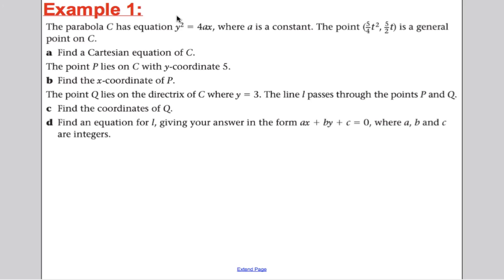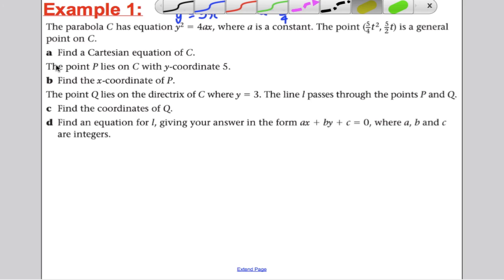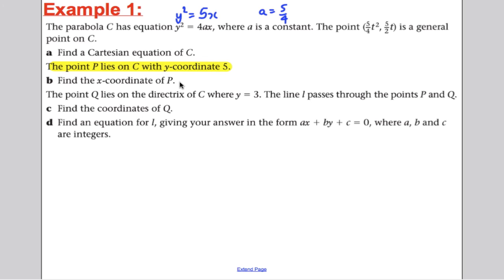Right, let's just write that down then. y squared is 5x and a is equal to 5 over 4. That's what we got from part A. Then it tells us that the point P lies on the curve and it has y coordinate 5. Find the x coordinate.